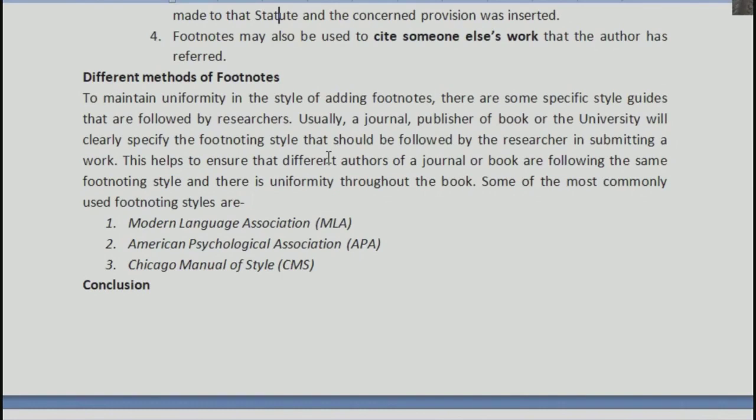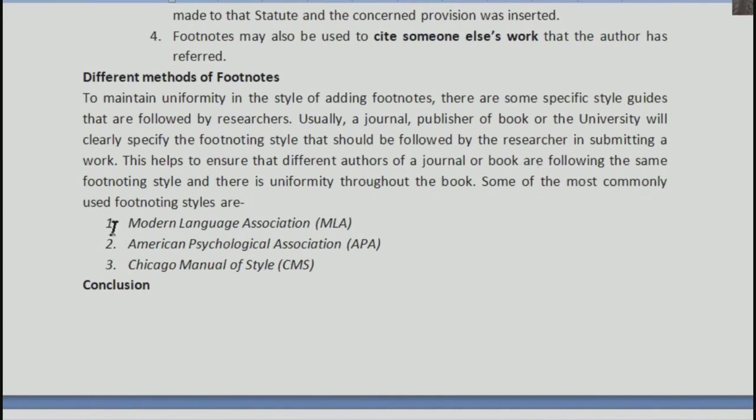It will be the author's name, comma, book name, comma, page number, year, and so on; everything will be mentioned, and I need to do it accordingly. This helps to ensure that different authors of the journal or book are following the same footnoting style and there is uniformity throughout the book. When a reader is reading all those 20 different articles, it becomes very easy to understand: fine, this is the book, this is the author, this is the page number. I don't need to go through a lot of things. It will be very clear when I know what style is being followed.